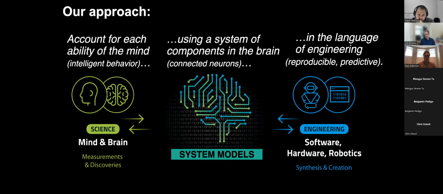All right, so the way I like to say this is: account for each ability of the mind ultimately as a goal, using the systems of components of the brain, which for us is connected sets of neurons, in the language of engineering. Hopefully this is not objectionable at some level, but I've noticed that this frame that we take here is not a common frame of how people think about what understanding even looks like in these kinds of systems.